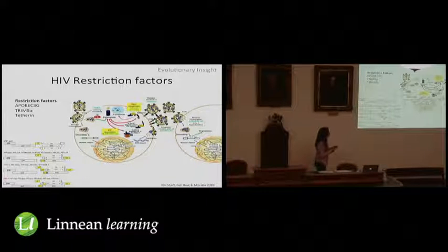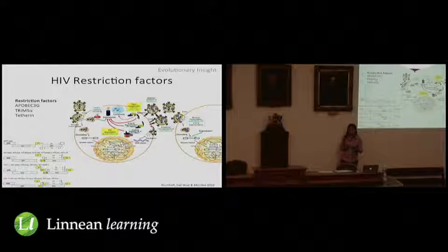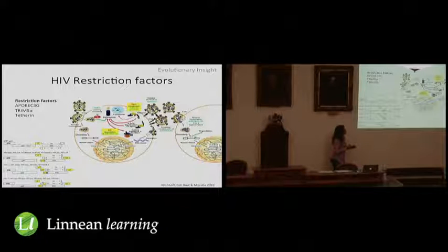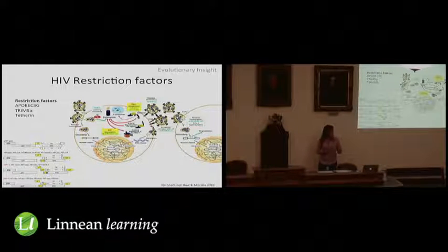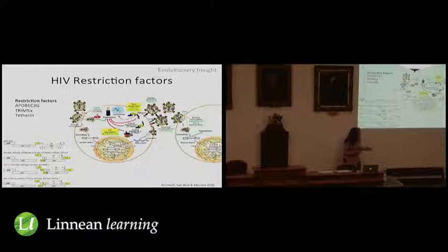TRIM5 alpha will cause the virus to uncoat, lose its protein coat very early on, which means that it can't be delivered to the correct area to do all its replication. Tetherin prevents the viral particles from actually escaping from the cell. It just forces them to clump onto the side of the cell. And APOBEC will basically screw up how the virus assembles.